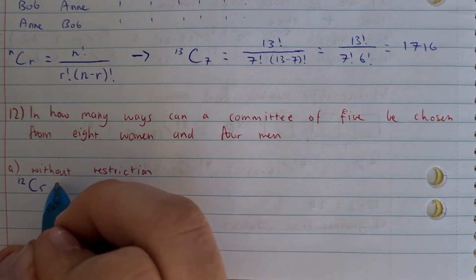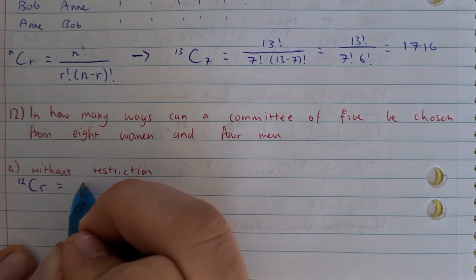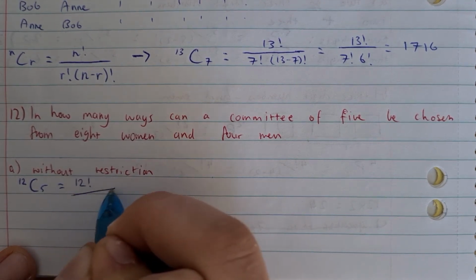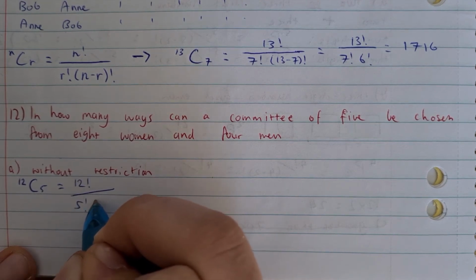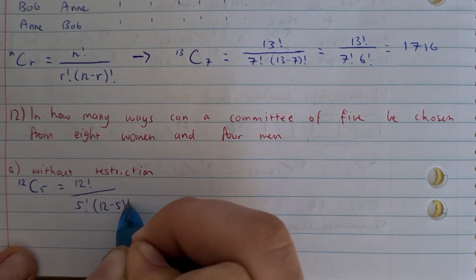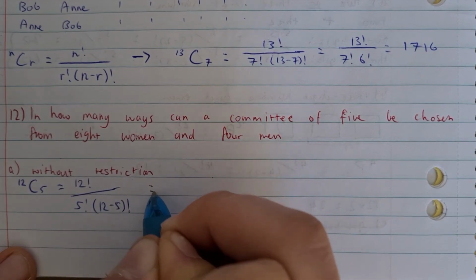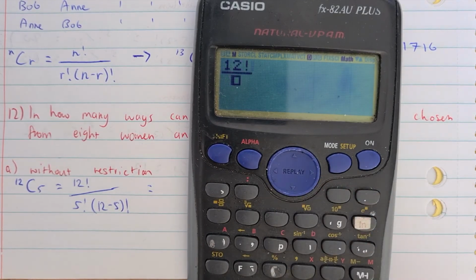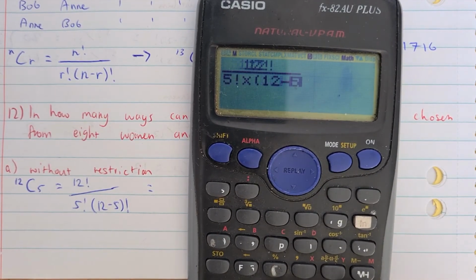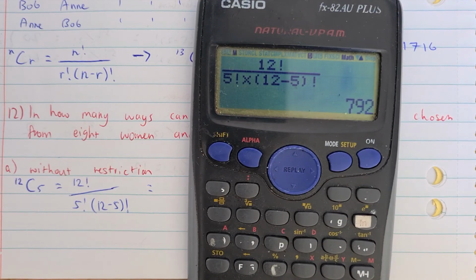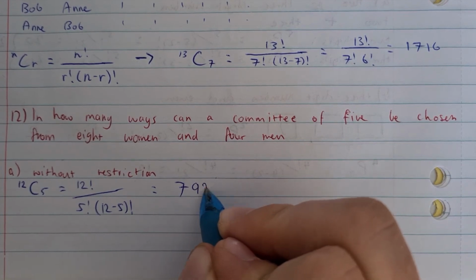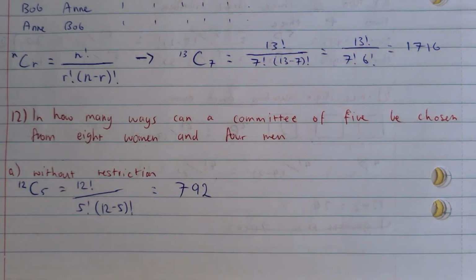So 12C5. Let's put that in our formula. 12 factorial all over 5 factorial times (12 minus 5) factorial. Now maybe I'll just put that entire thing in the calculator. So 792. Without restriction, there are 792 different committees of 5 that can be chosen from 12 people.